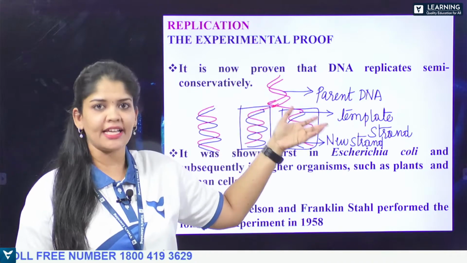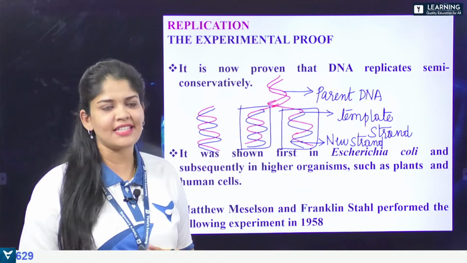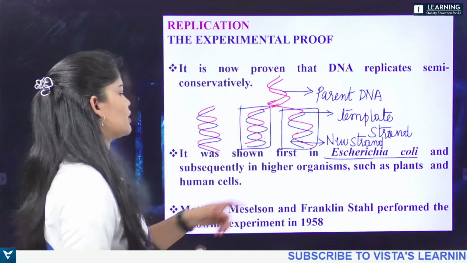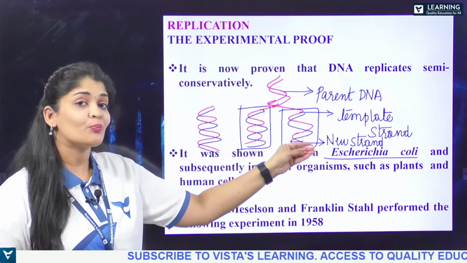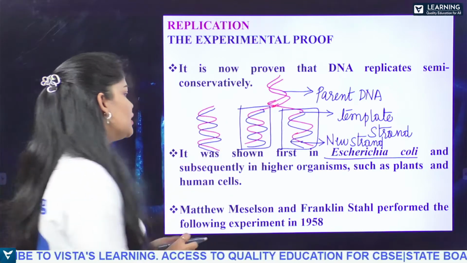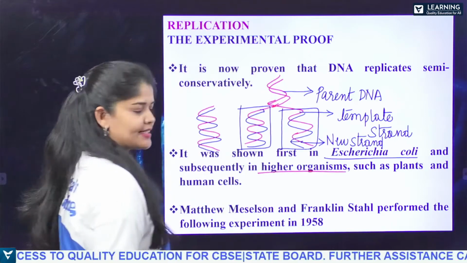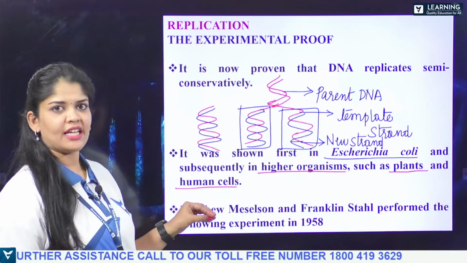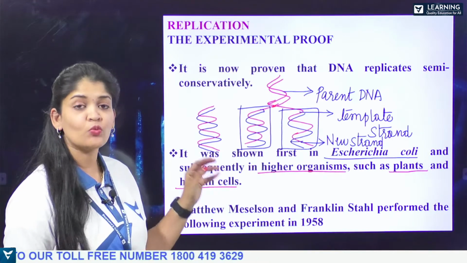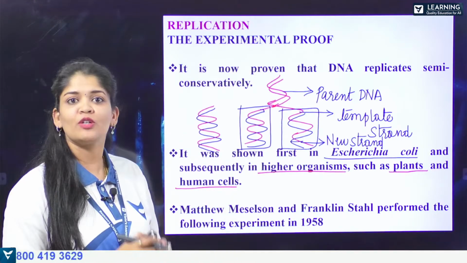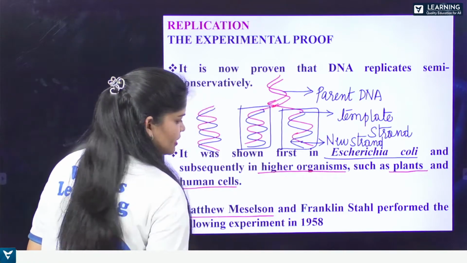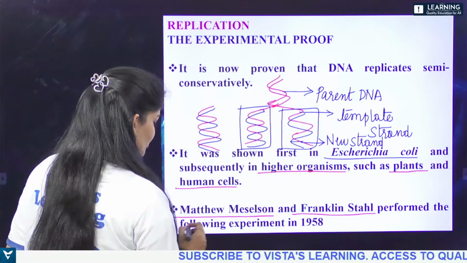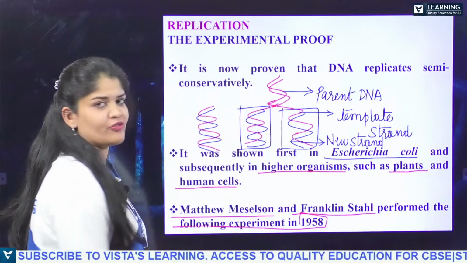It was proved by the experiment done by Meselson and Stahl. It was shown in E. coli, Escherichia coli, and subsequently, starting with the simple prokaryotic organization to the eukaryotic, that is higher organisms such as plants as well as human cells. Just now we said that the semi-conservative mode of DNA replication was proven experimentally, and that experiment was done by Matthew Meselson and Franklin Stahl, popularly known as the Meselson-Stahl experiment. They performed the experiment in 1958.